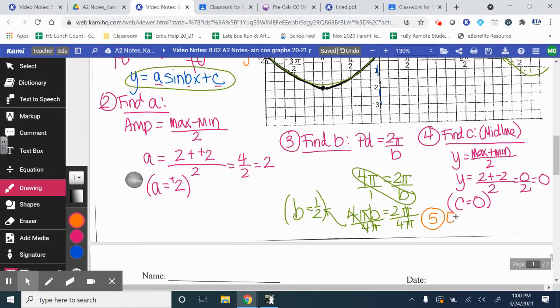We're just using the equations to practice using them, but also to verify our graph. And then lastly, your equation, we're just substituting everything in. So y equals A, which is +2, sine B, which is 1/2 x. So the equation for this graph is 2 sine 1/2 x.